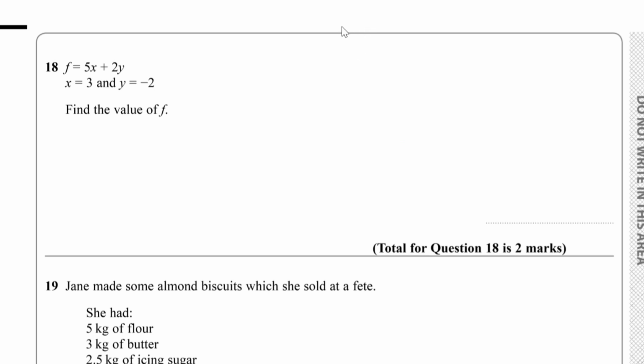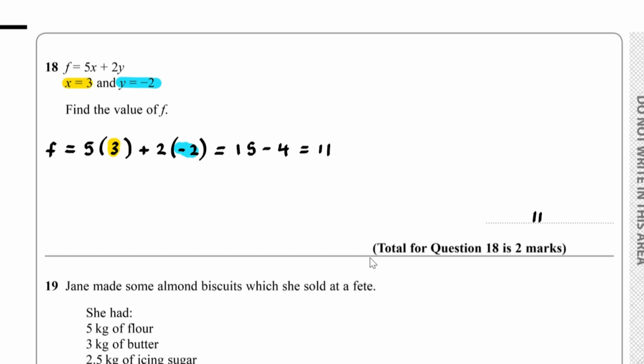Question number 18. F is equal to 5x plus 2y, x is 3 and y is minus 2. We have to find the value of f. Well, we would have f equaling 5 multiplied by 3 plus 2 multiplied by minus 2. So x is 3 and y is minus 2, we substitute these in, and if we work this out, we get 15 minus 4, which is 11. So f is 11.